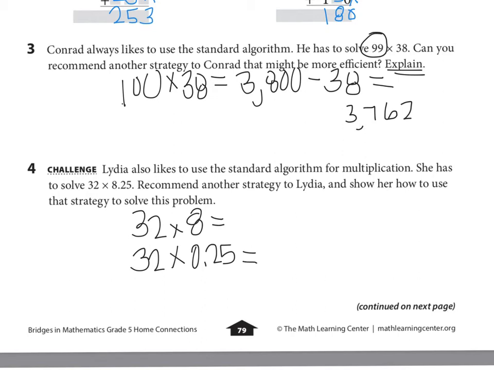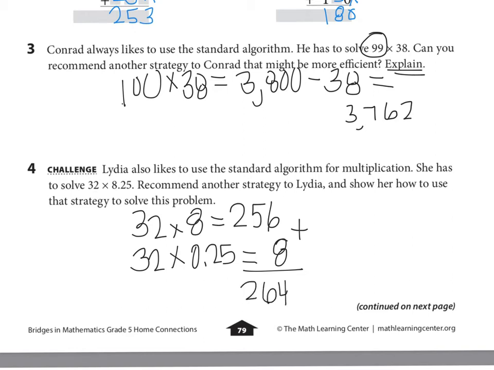So let's first take 32 times 8. Now that's too difficult. I can think 32 doubled, doubled, doubled. So 32 doubled is 64. 64 doubled is 128. 128 doubled is 256. So 32 times 8 equals 256. 32 times 25 hundredths, I can also think of 32 quarters, is $8. So what's 256 plus 8? Because now I'm adding those two partial products, and the answer is 264.